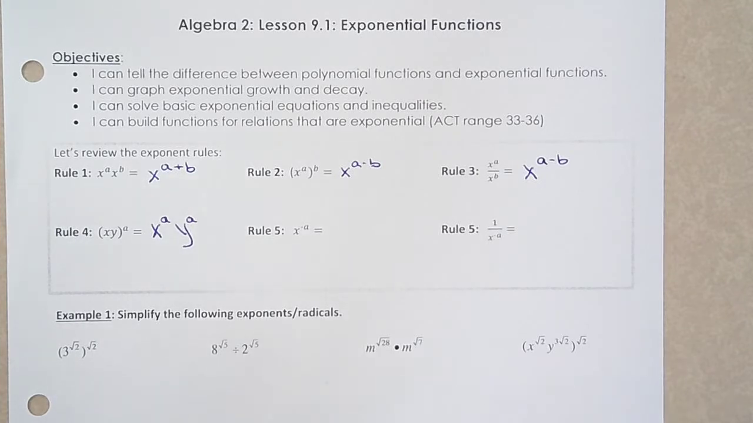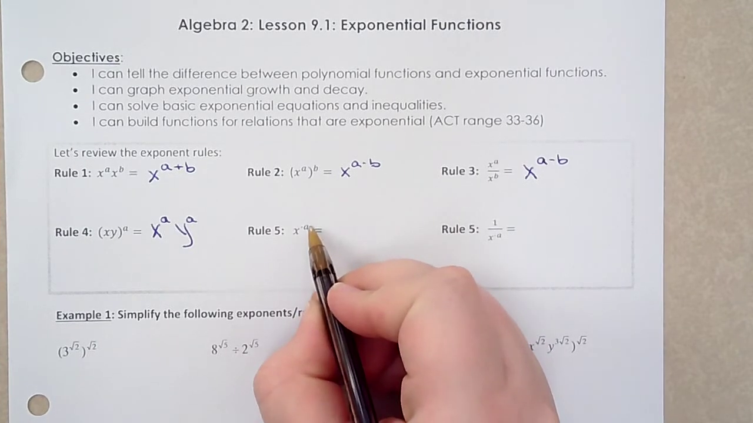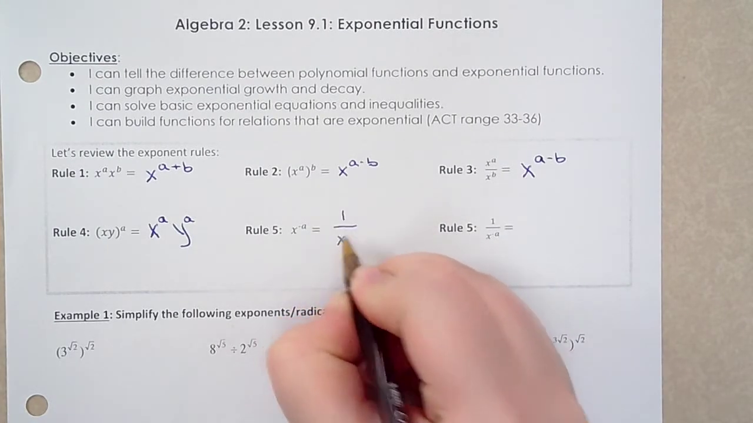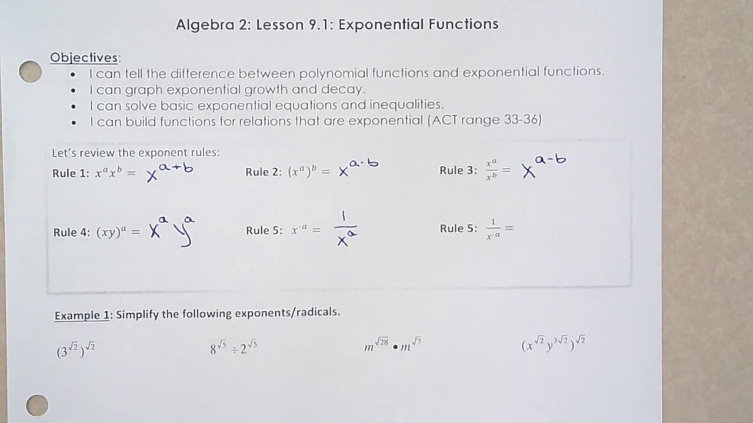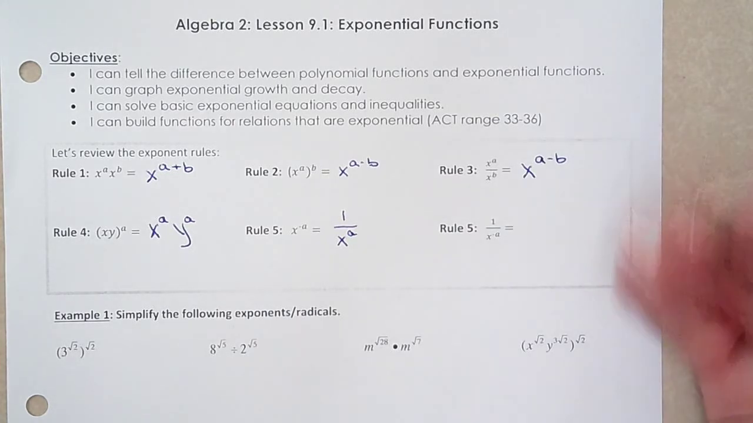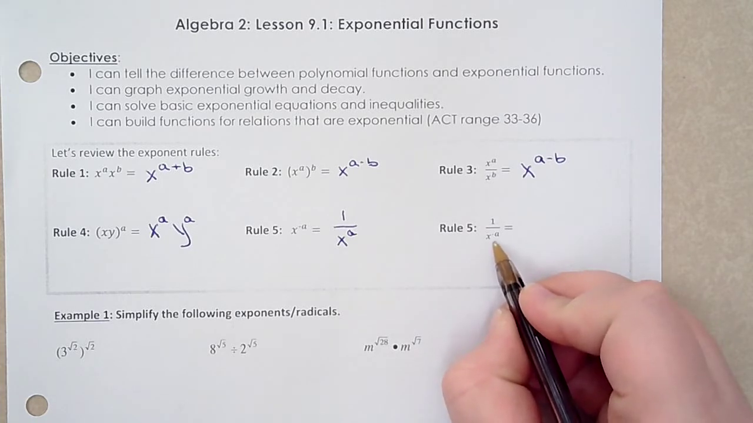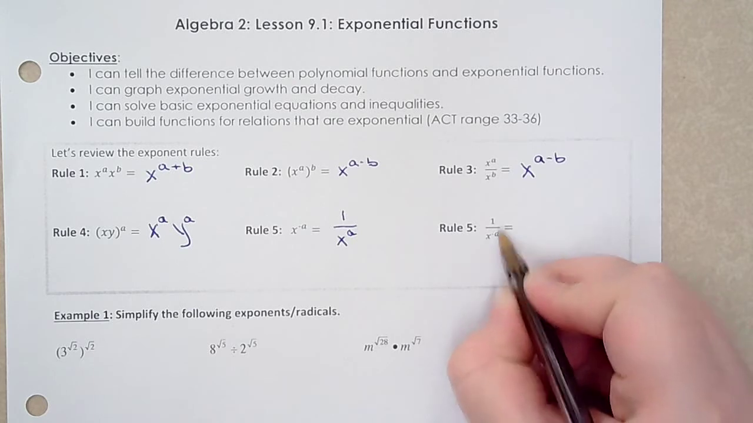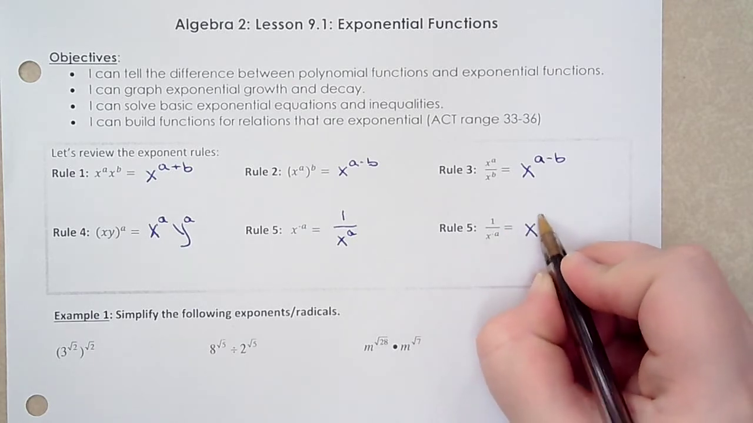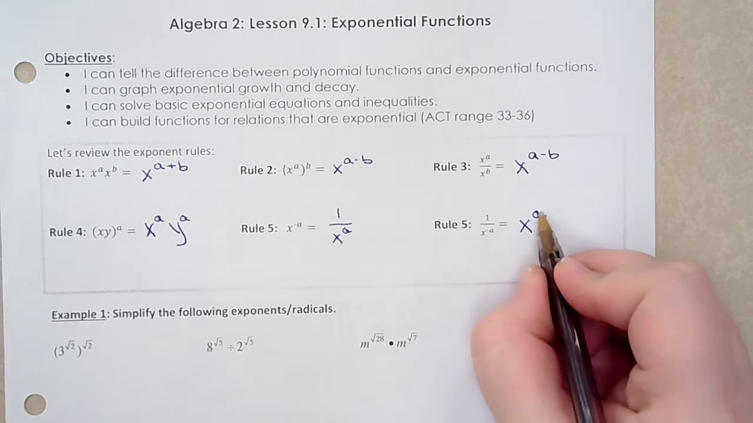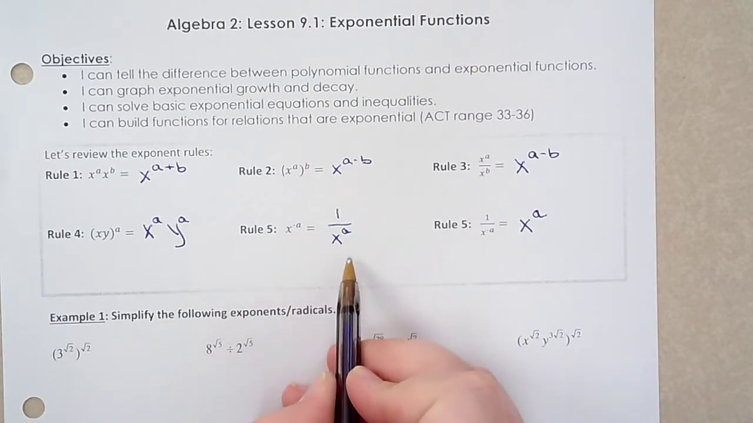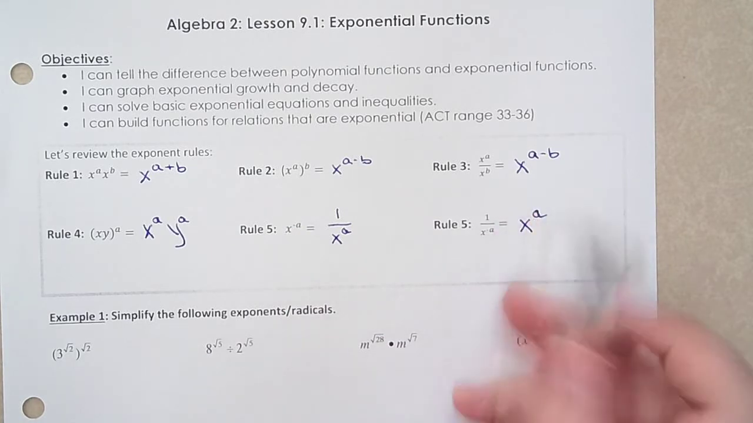If we have a base raised to a negative exponent, we're going to write that as 1 over the base to the positive version of that exponent. Essentially, it flips it to the denominator of the fraction. If something starts in the denominator and has a negative exponent, we're going to flip it up into the numerator. It's going to be x to the a. Notice this becomes positive and it's no longer a fraction. If it's on top, it flips it down. If it's on bottom, it flips it up.